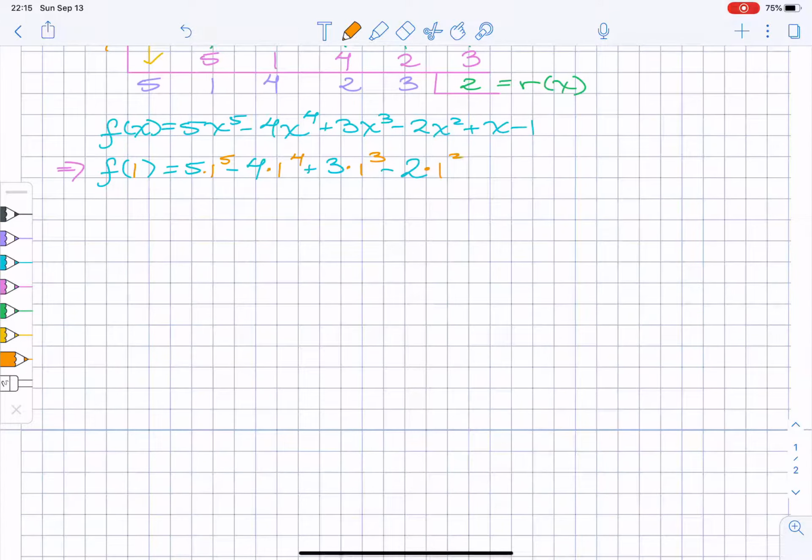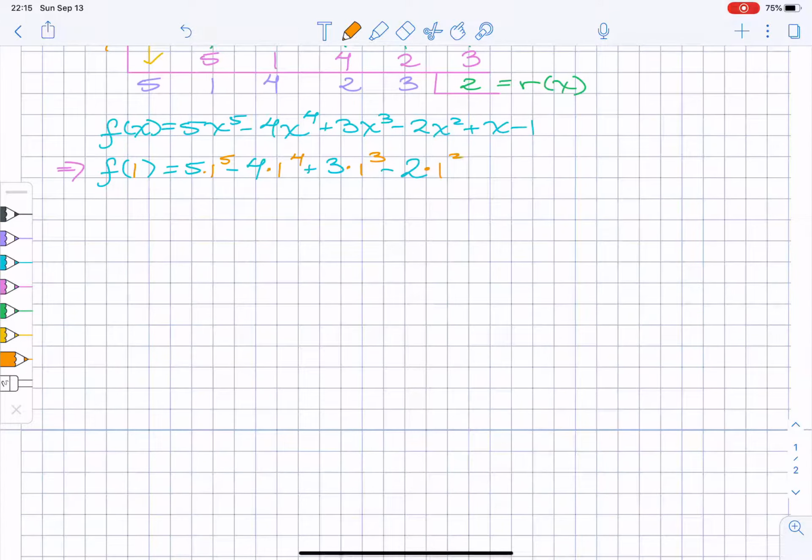So 5 minus 4 is 1. 3 minus 2 is 1. Plus 1 minus 1, so that's 3 minus 1 is 2, check mark. Okay, thank goodness, I can finally do math.